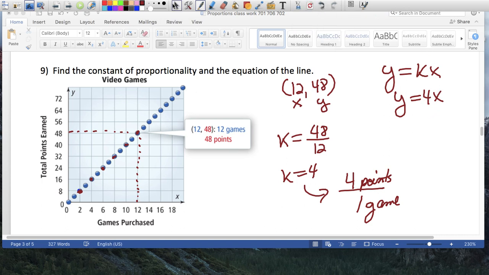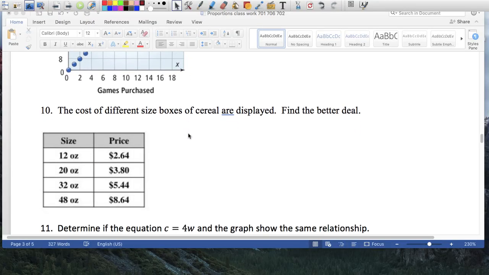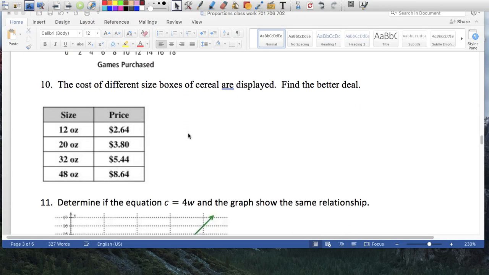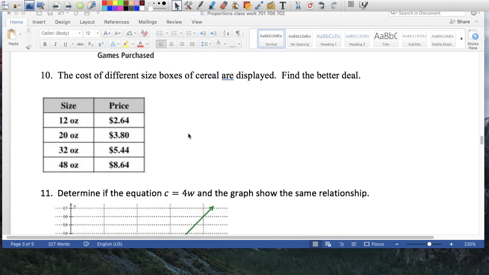10. The costs of different sized boxes of cereal are displayed. Find the better deal. Okay, so let's take the first one. Let's call these A, B, C, D. So for A, it's 2.64 over 12 ounces.